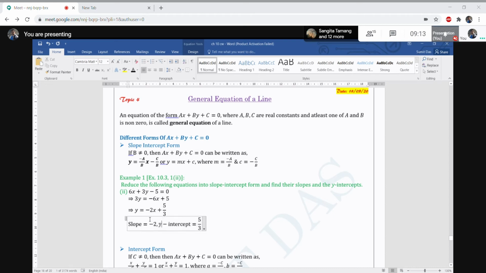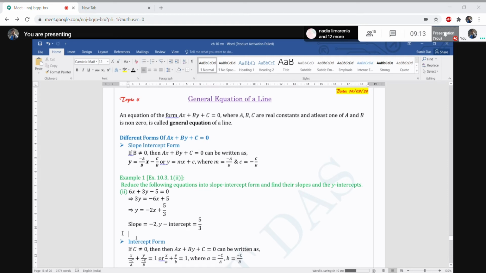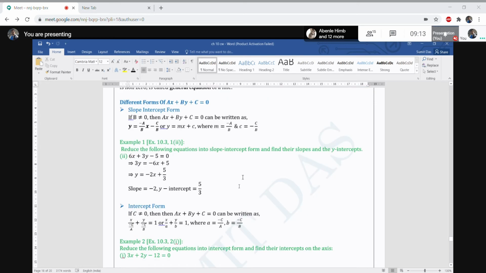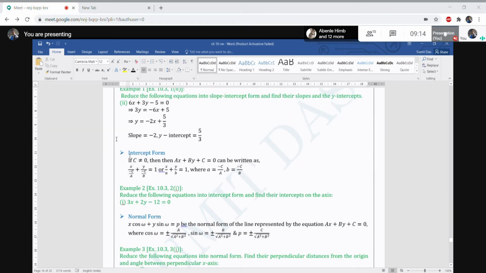Okay, now, so the next part. In this question number 1, you will see there are two questions. That is homework. Later I will give it, but still I'm doing one question, and the other you have to do as homework. Now next is intercept form.